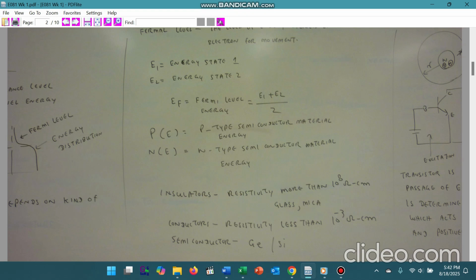Insulator: resistivity more than 10 power 8 ohm centimeter, especially the glass and mica, they are the insulators. In the middle type, we can see the conductor: resistivity less than 10 power minus 3 ohm centimeter. So the semiconductor can be the germanium or the silicon.